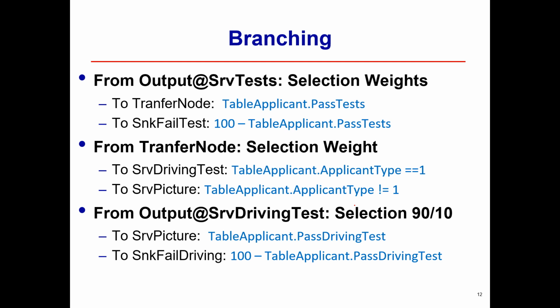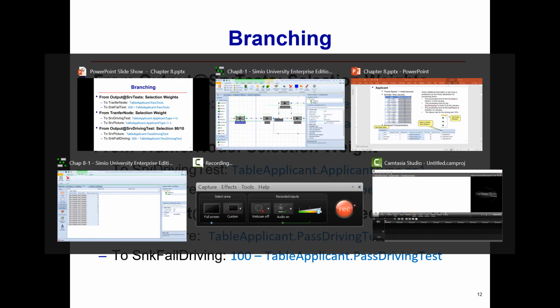Okay. Also, after the written test, there is a possibility they will pass the written test based on the definition of the different applicants, and also they can fail. And also, only the new driver license type, which is applicant type equals to 1, goes to the driving test. Otherwise, for permit or renewal applicants, they go directly to picture. All right. Finally, the driving test applicants also have a 90 to 10% chance of pass or failure. We're going to do this for that process.